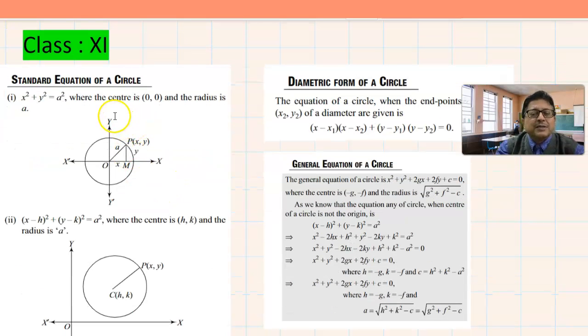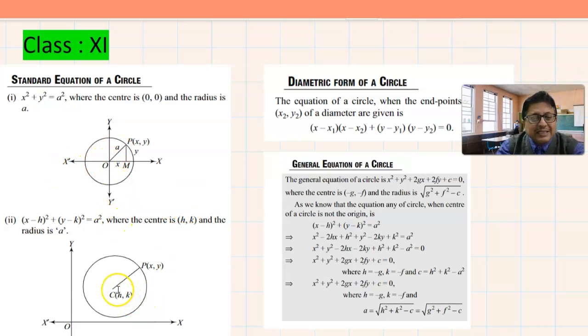If the center of the circle is at 0, 0 and radius is a, we have seen the equation of circle is x square plus y square equal to a square. This is just a little bit of recapitulation of the topic we have already done. But the center may not be 0, 0 always.